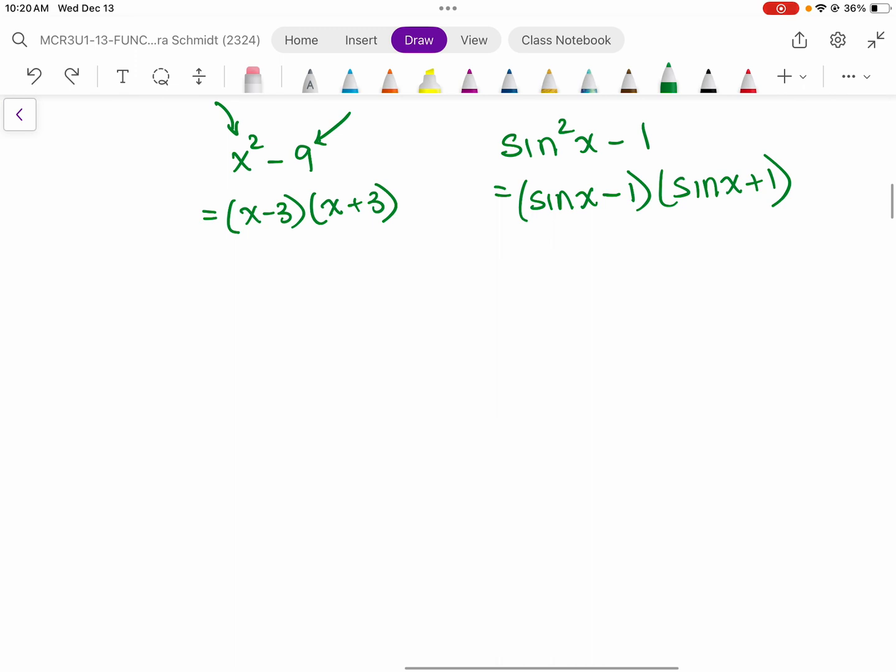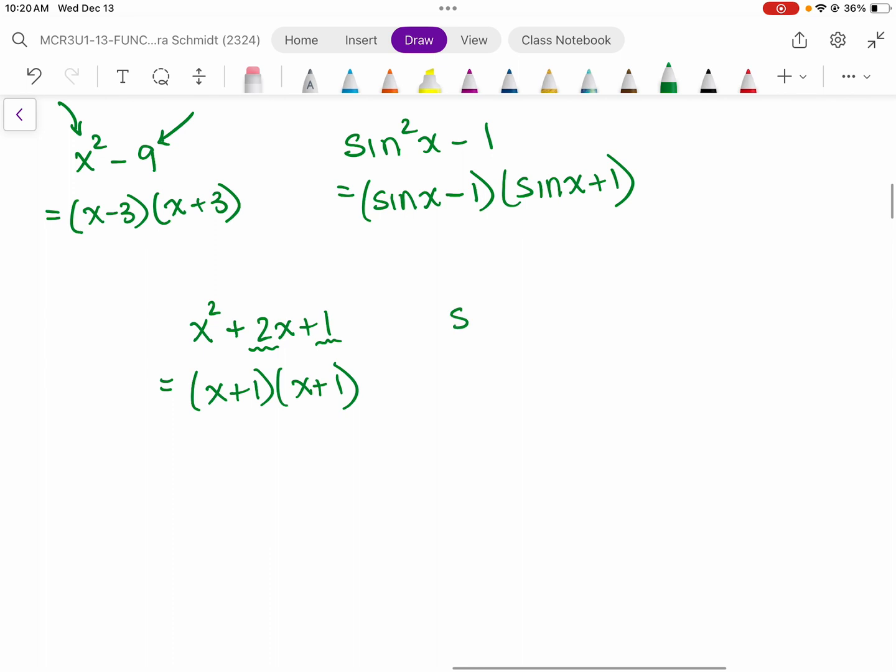Sometimes there might even be, remember trinomials? Let's say you had x squared plus 2x plus 1. You know how you're looking for things that multiply to 1 and add to 2? In this case, it would just be x plus 1 times x plus 1, because 1 times 1 is 1, and 1 plus 1 is 2. How that might look in trigonometry is sine squared x plus 2 sine x plus 1. And the numbers you're working with are always small, so they should be pretty easy to factor.